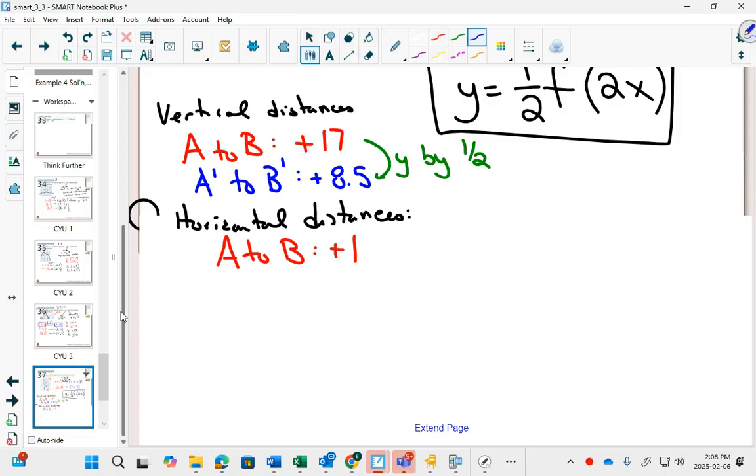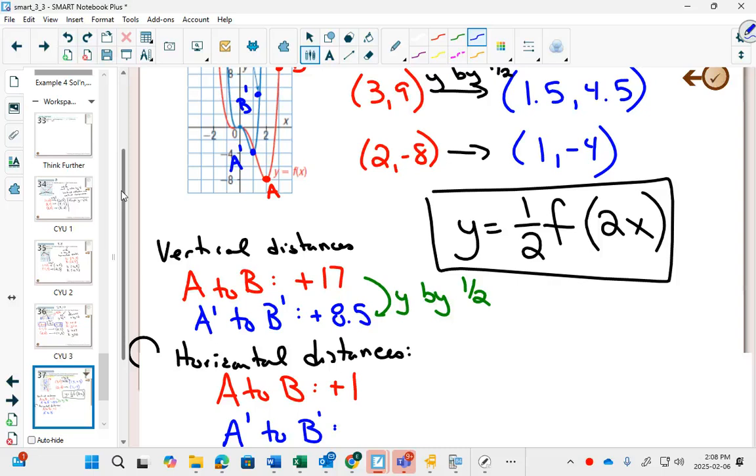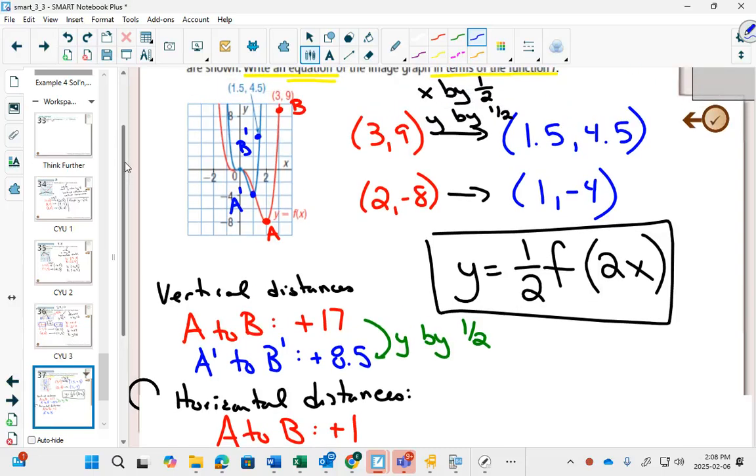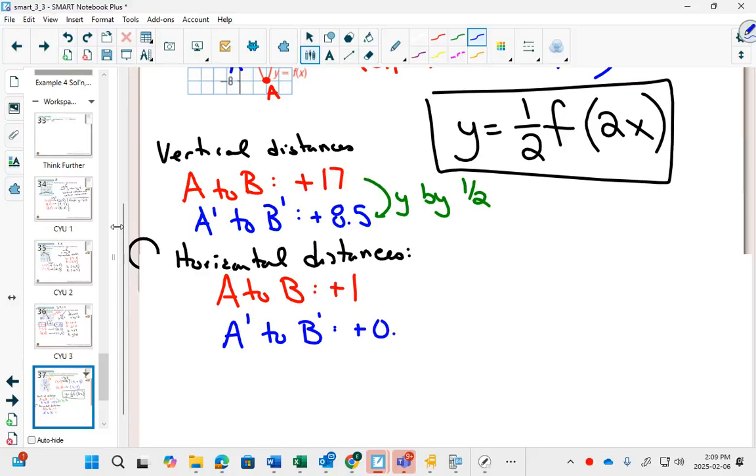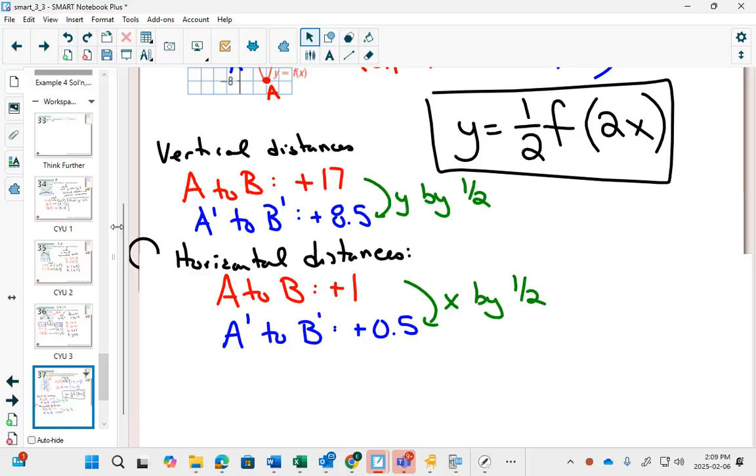Then on my blue graph, from A prime to B prime. Roll up so I can see it. We go from 1 to 1.5, so we go also tells us the x values have been compressed. So this vertical distance and horizontal distance, it's not as intuitive in this question, but we're going to need this later when we put everything together. So that is going to be important later on.